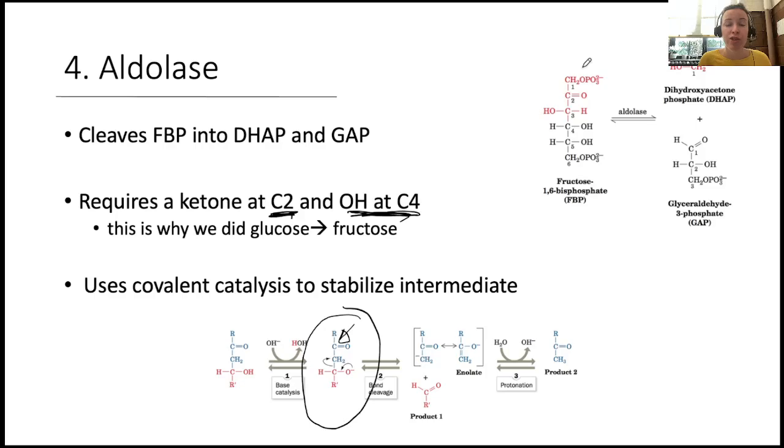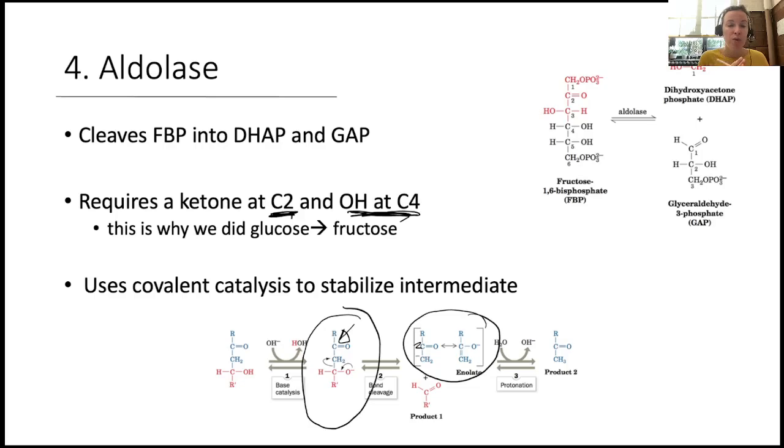Remember that we switched from glucose to fructose. Glucose is not a ketose. Glucose is an aldose, which would mean that the carbonyl carbon would be at carbon 1. This reaction down here can't happen if we don't have the ability to do resonance at carbon 2.